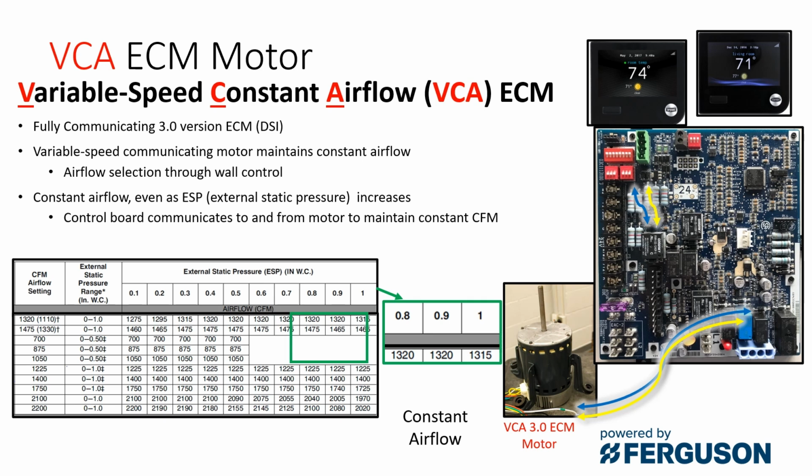So because this is a two-way communicating motor, it increases the speed of the motor to try to keep up with the static pressure. But again, at a 0.5, we have 1,320 CFM available, and at a 1 inch, we have 1,315, which is better, but we're still losing ground with it.